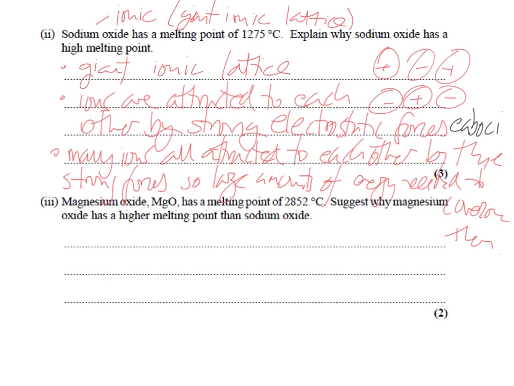And that's where this final question is going. I'm just running out of time on the video, so I'm going to write this answer up. But magnesium would have a charge of 2 plus, oxide would have a charge of 2 minus, and so it would have a very, very high melting point.